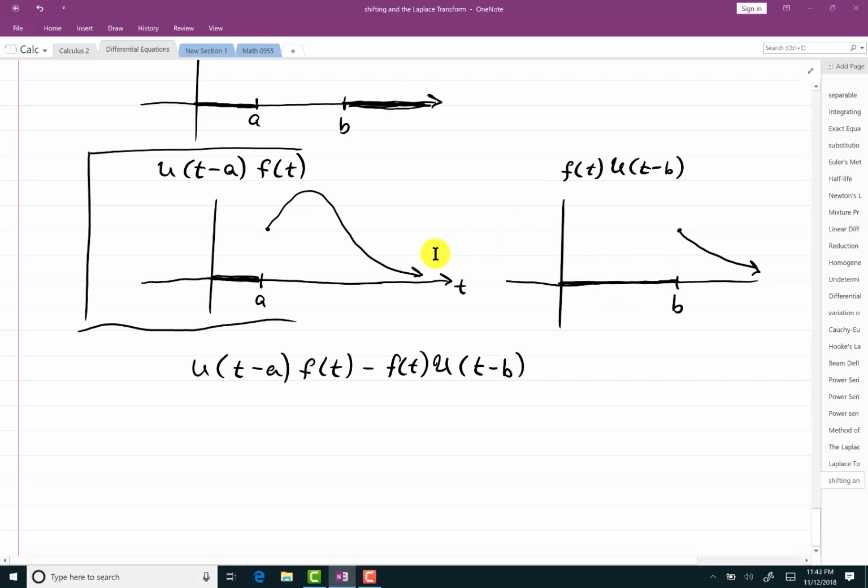So how do I work this? Well, if I do u of t minus a, f of t, I won't have anything until I get to a. But then if I subtract this stuff off, this part right here will let it go on forever. And if I take away this portion of it, then I'll chop it. And what I'll be left with is just that middle part. And the rest of the stuff will be 0 until I get to A, and 0 after B.